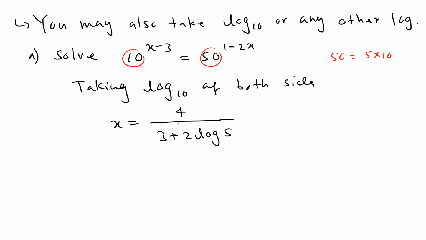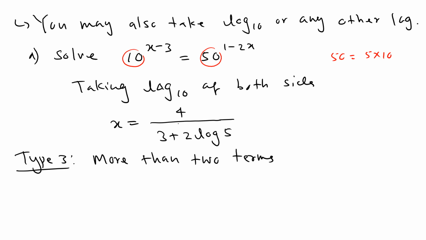Let's go to the last type, type 3. What's type 3? You have more than 2 terms. If there are more than 2 terms, the major method we can use is substitution. So use a substitution.